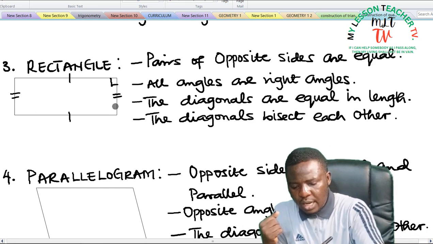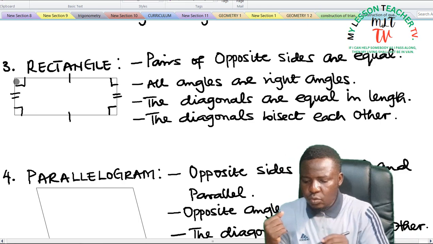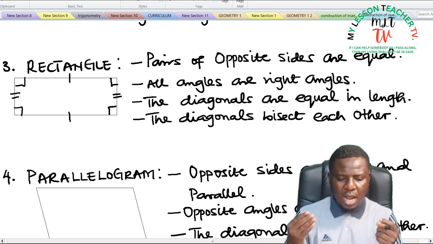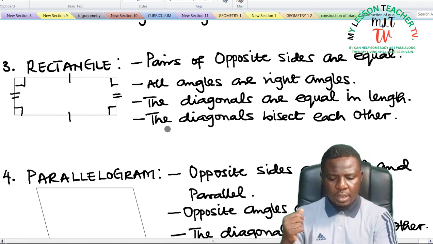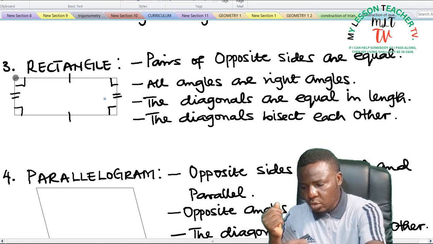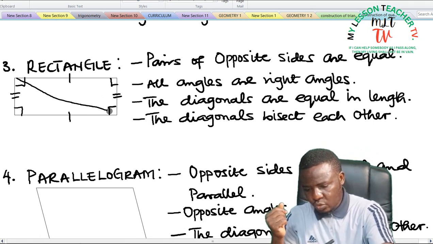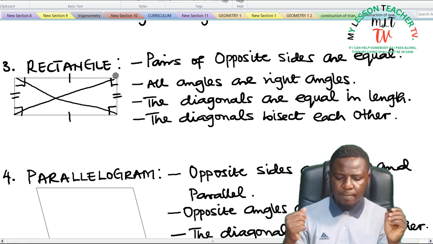So all angles of a rectangle are equal and are said to be 90 degrees. The third property is that the diagonals are equal in length also, same as the square. Their diagonals are equal in length.